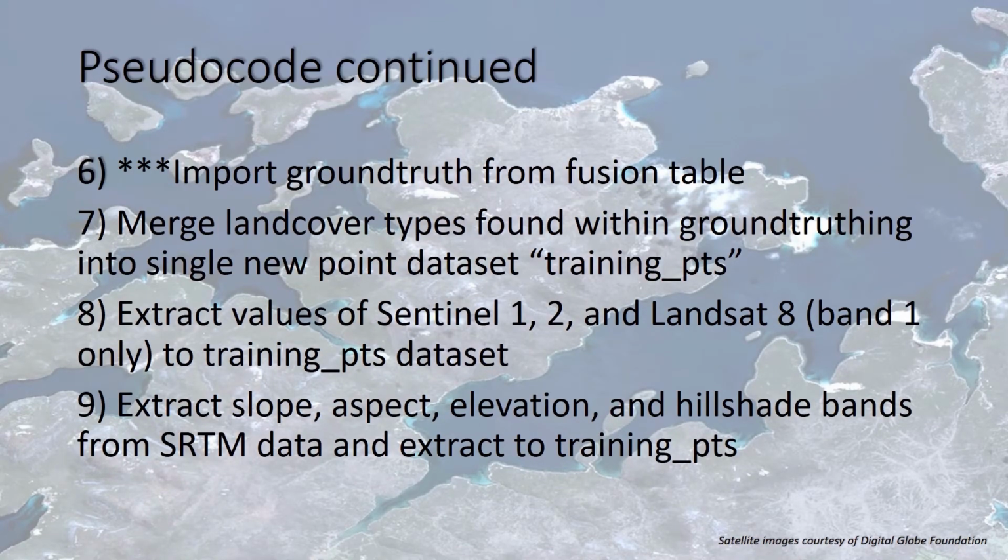We import the ground truth data from the Fusion table, so that's just a matter of saying, here's where my Fusion table is stored on my drive, and this is what I called it. Go grab it. Then once you have the ground truth accessible to the script, you make a brand new data set. I call it training points. I'm basically pulling the data from the Fusion table into this new format that's more accessible to the script.